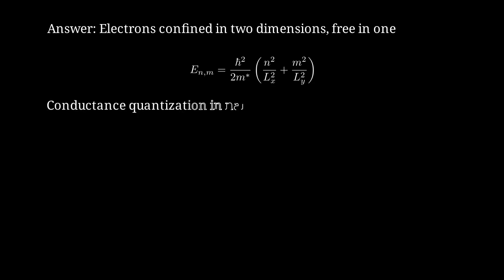In very clean nanowires at low temperatures, you can observe conductance quantization. The conductance occurs in integer multiples of the quantum of conductance. The quantum of conductance is G0 equals 2e² over h, which is approximately 77.5 microsiemens. The factor of 2 comes from spin degeneracy.